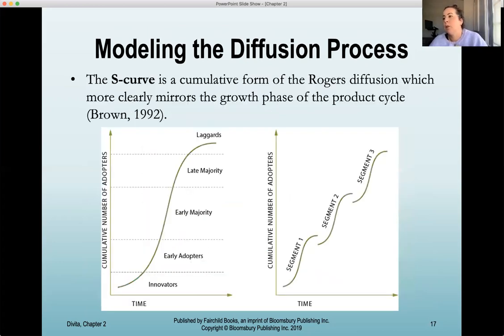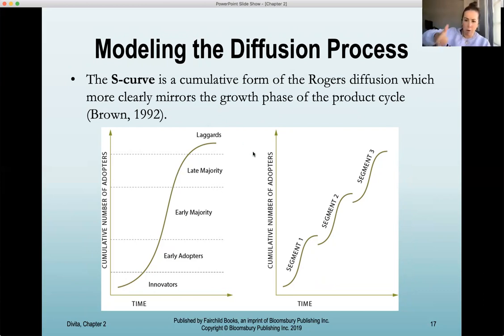The S curve is a cumulative form of the Rogers diffusion, which more clearly mirrors the growth phase of the product cycle. As we gain adopters, the growth of the product rises. In the innovator phase, the product is just being introduced. There's not a lot of it. And as the laggards arrive and start to adopt that innovation, it is everywhere, right?